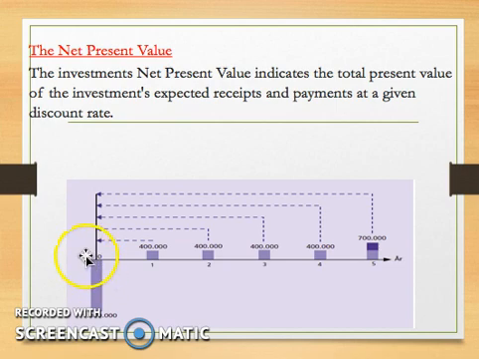You can see an example here where it's indicated that the investment net present value indicates the total present value of the investment's expected receipts and payments at a given discount rate. Here we see an investment of 1.8 million, and we see positive cash flow in year 1, 2, 3, 4, 5. And in year 5 you also see, including of course a positive cash flow of 400,000, but also a scrap value of 300,000. Therefore, we suddenly find ourselves in a situation where we are actually making money.